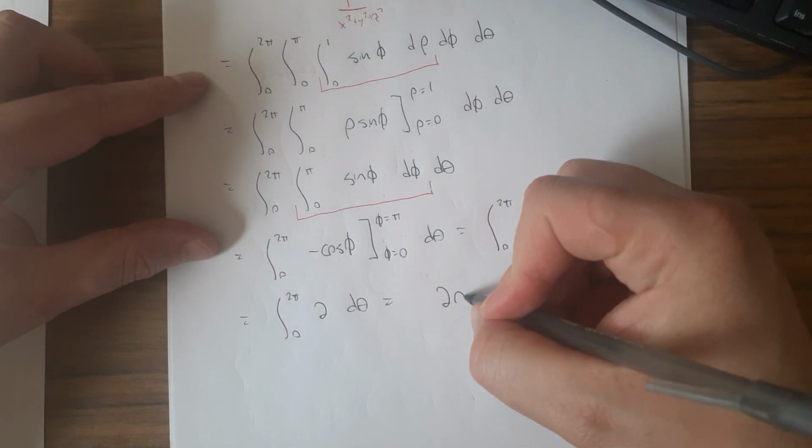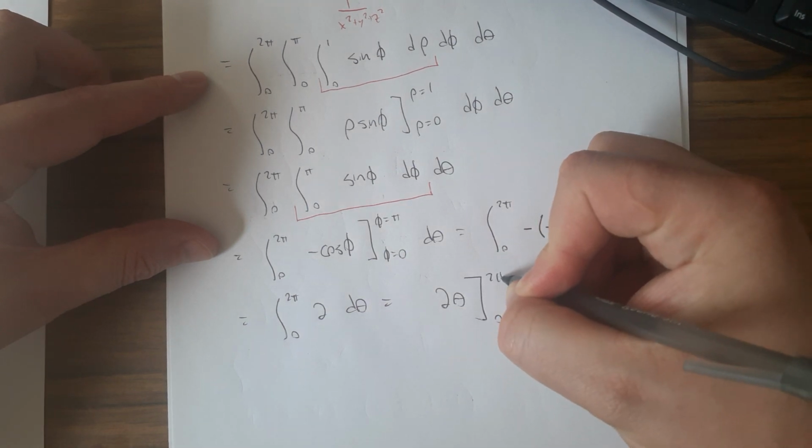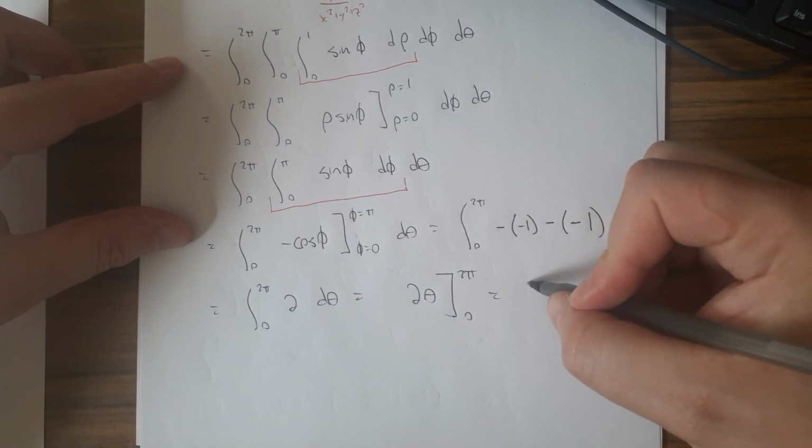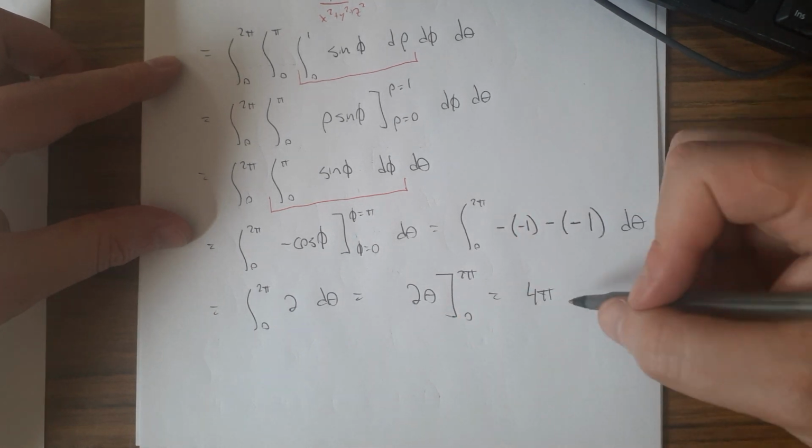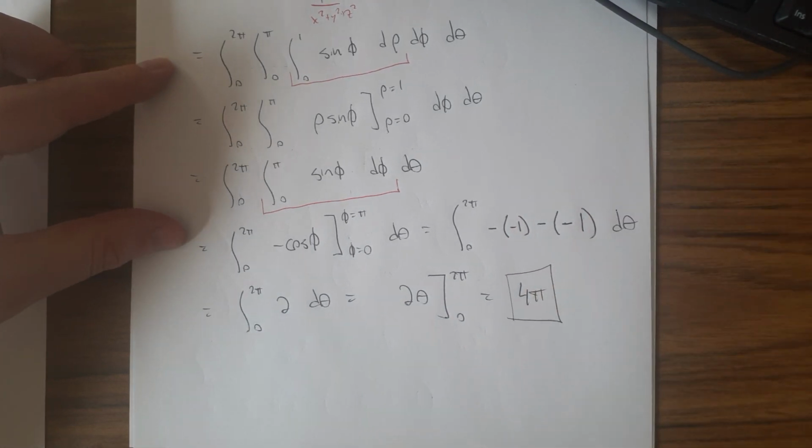Antiderivative of 2 is 2 theta. Put in 2 pi, I get 4 pi. Put in 0, I get 0, so that doesn't do anything. So that's it.